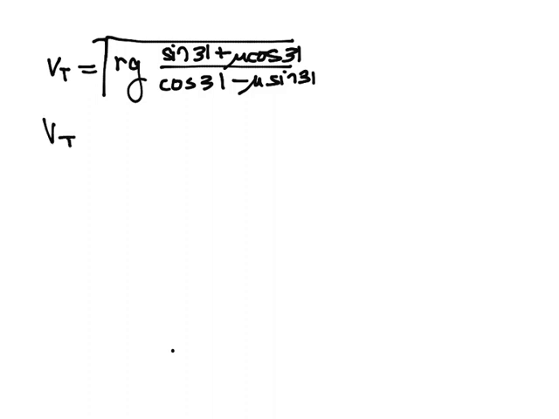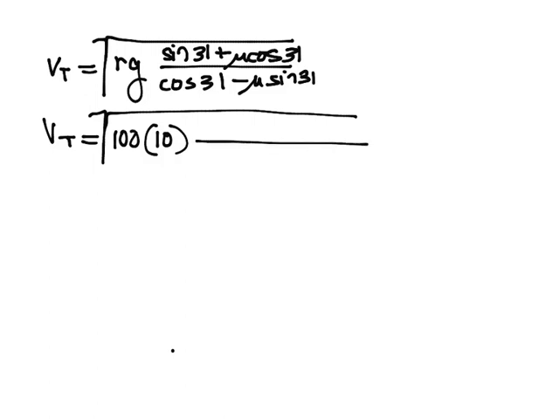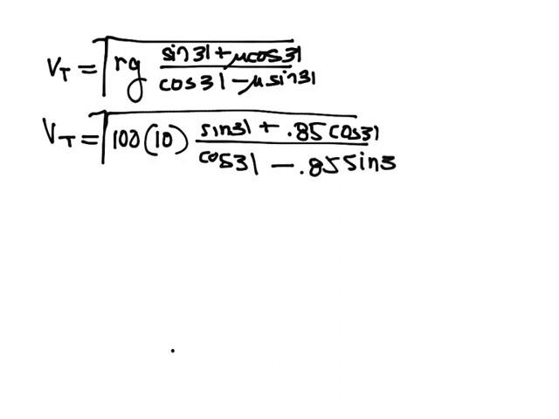So we have vt is equal to r, and it tells us the radius is 100 meters. So 100 times g, which we can say is 10. And then we can plug in sine 31 plus 0.85 cosine 31 divided by cosine 31 minus 0.85 sine 31, and all of this you can stick into your calculator, and when you do, you get 54.5 meters per second.